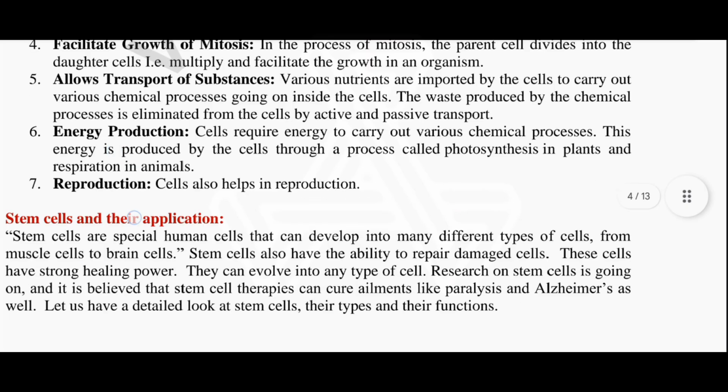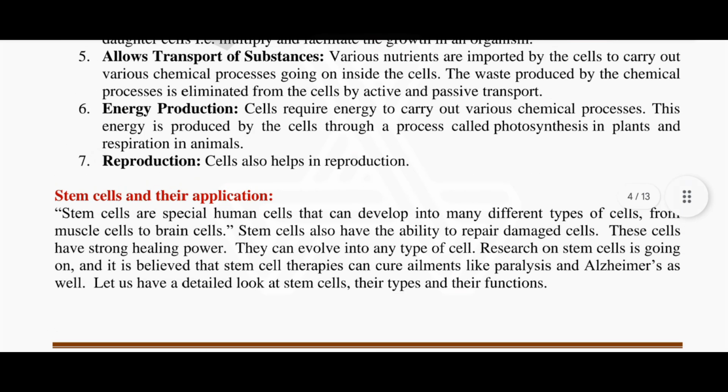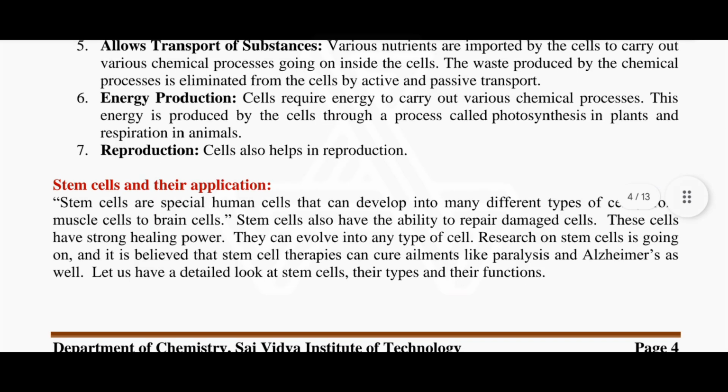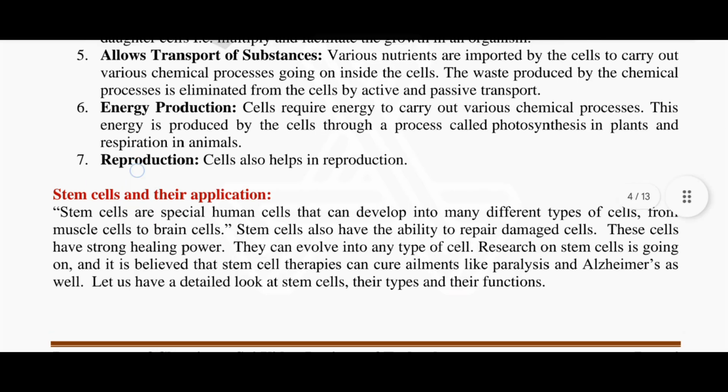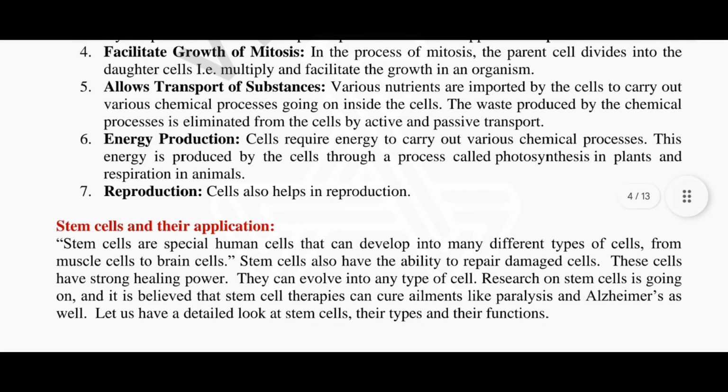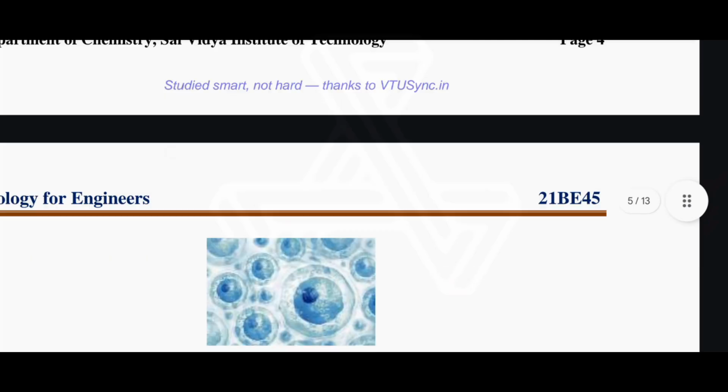Reproduction. Cells also help in reproduction. Stem cells and their application. Stem cells are special human cells that can develop into many different types of cells, from muscle cells to brain cells. Stem cells also have the ability to repair damaged cells. These cells have strong healing power. They can evolve into any type of cell. Research on stem cells is going on. It is believed that stem cell therapies can cure ailments like paralysis and Alzheimer's as well. Let us have a detailed look at stem cells, their types and functions.